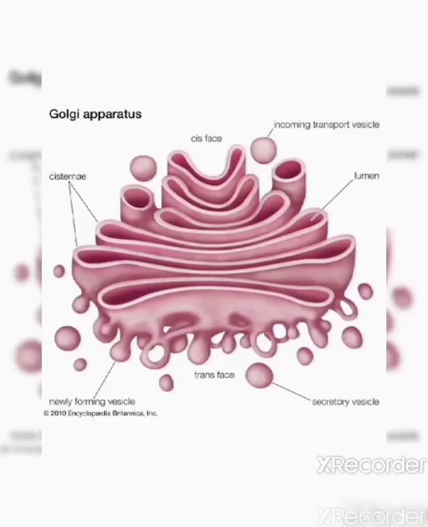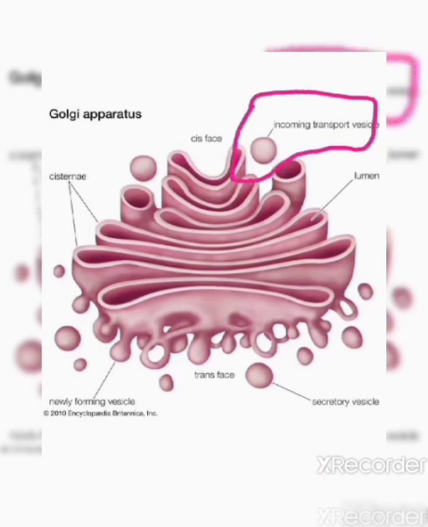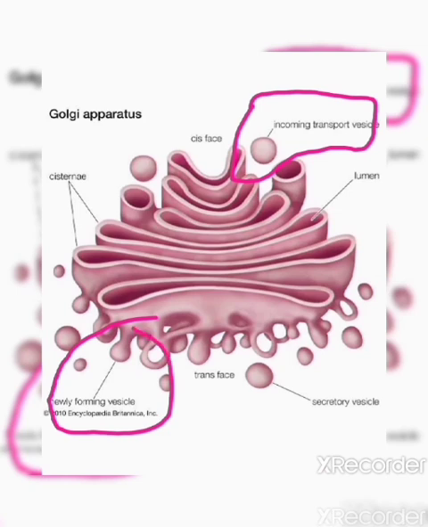This is the Golgi apparatus. It is present only in animal cells. When it is present in plant cells, it is known as dictyosomes. Clear, children? It consists of tubules and vesicles. You can see the structure of vesicles. These are newly forming vesicles. It is stacks of flattened membrane sacs.